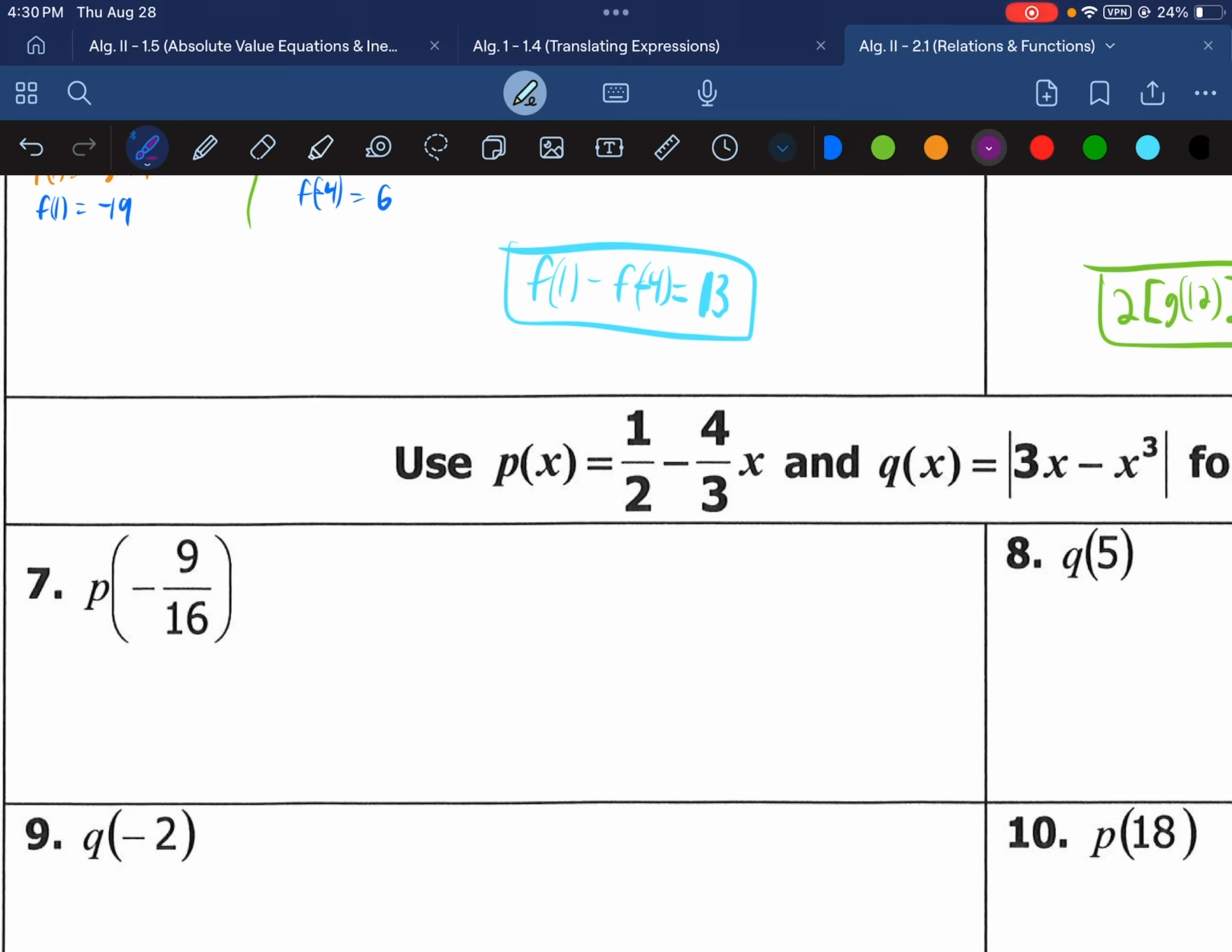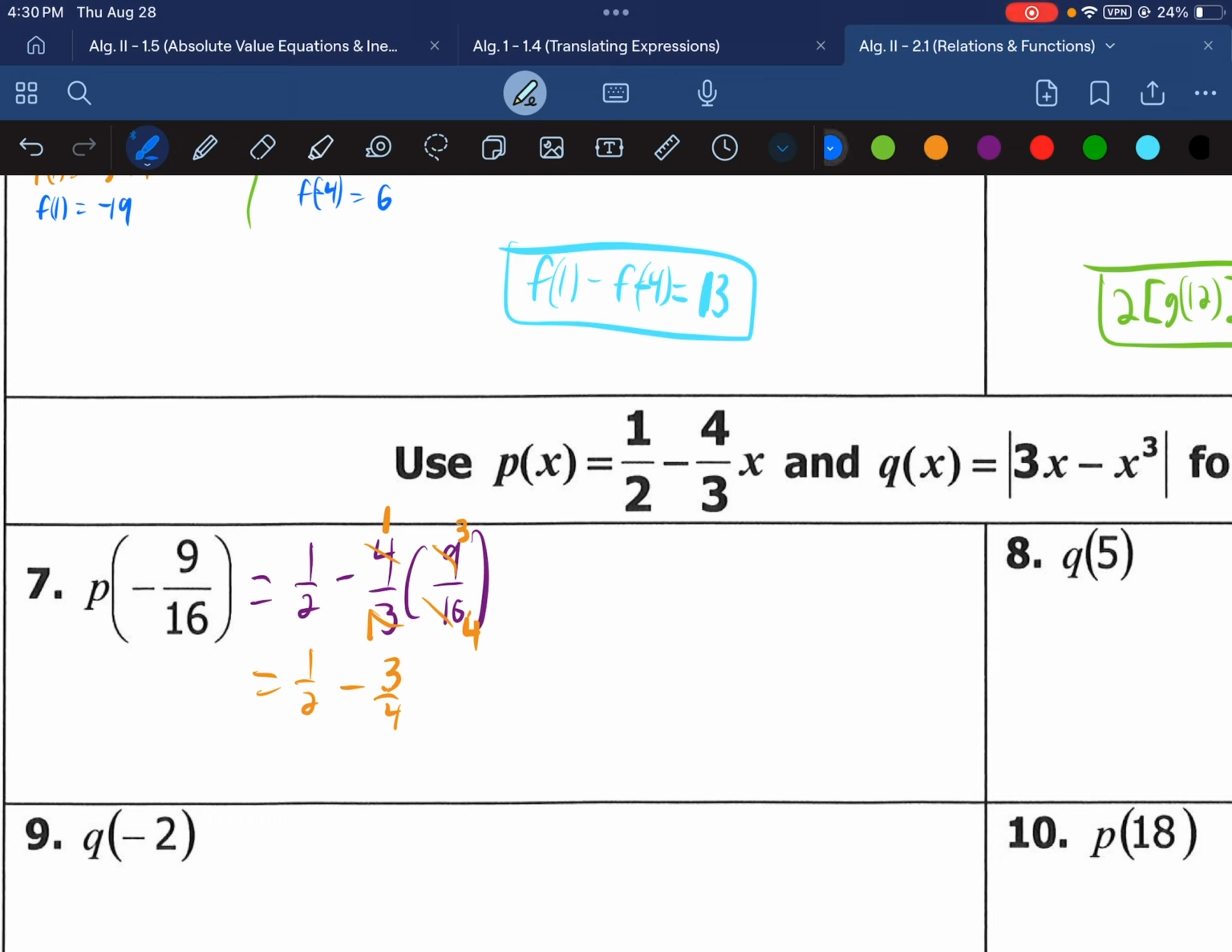So p of 9 over 16, we plug that into p of x and get 1/2 minus 4/3 times 9 over 16. So I have this multiplication here, so I'm going to look to cross reduce. 4 and 16 reduce to 1 and 4. 3 and 9 reduce to 1 and 3. And now I have 1/2 minus 3 over 4.